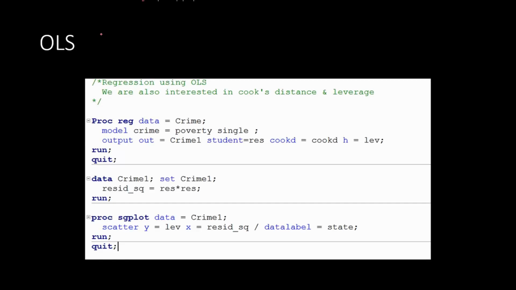So first what we'll do is we'll learn ordinary least squares regression, and we'll keep the results, and then we will do robust regression, and we'll then compare the results from OLS regression with that of the robust regression, and we will see what the differences are. We'll use proc reg in SAS, and the data set is crime, and we're using two independent variables, poverty and single, and the dependent variable is crime.